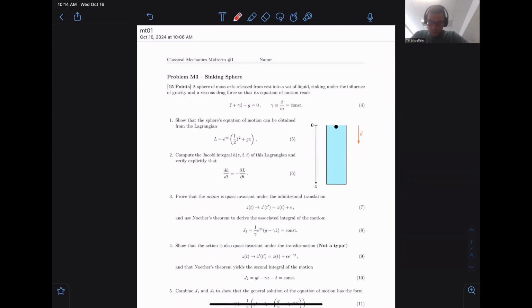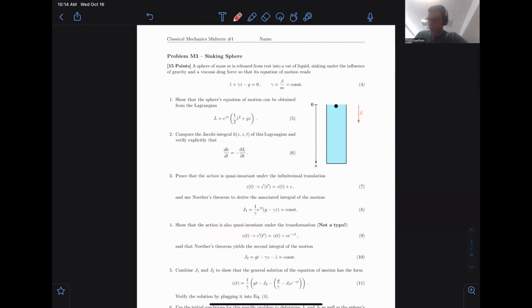A sphere of mass m is released from rest into a vat of liquid, sinking under the influence of gravity in a viscous drag force, so that its equation of motion reads z double dot plus gamma z dot minus g is equal to 0, where gamma is equal to beta over m, and it's a constant. And beta is likely related to the surface area of the sphere, but that's not important.